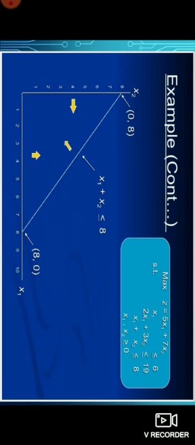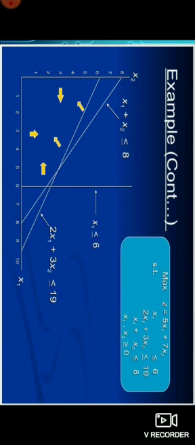And the third constraint, x1 plus x2 less than or equal to 8. You first convert this constraint to equality form, x1 plus x2 is equal to 8, and put the value of x2 as 0, x1 is equal to 8. And with x1 equal to 0, x2 has value 8. This is the graph of the third constraint. See all, first constraint, second constraint, third constraint, this is the graph.